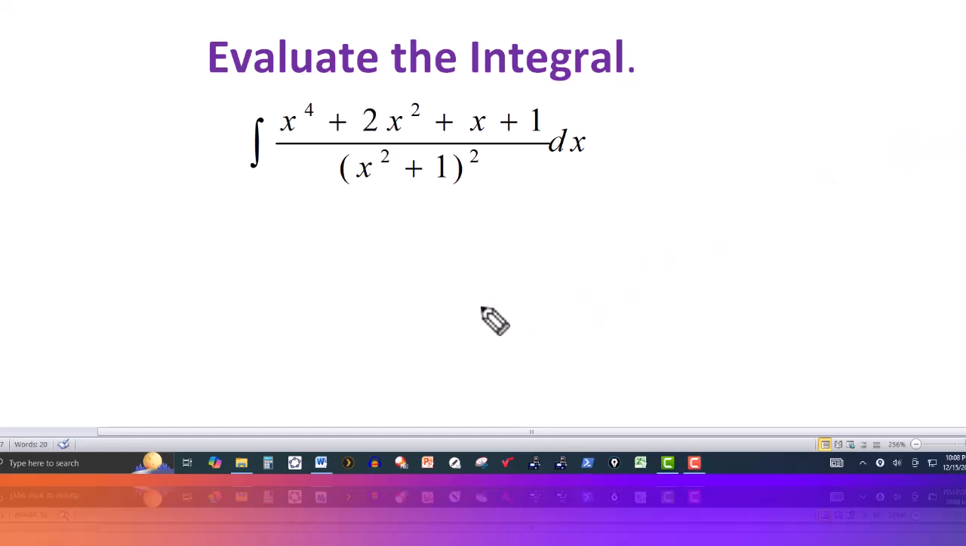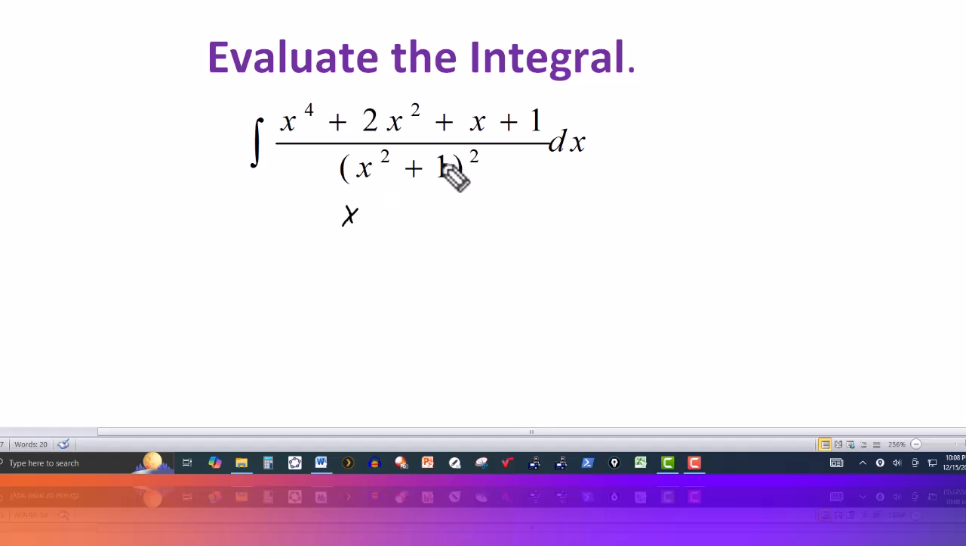I always like to look for a U-substitution. A lot of times we let U equal what's in the denominator. In this case we could take this expression here in the parentheses, x squared plus 1, take the derivative of that, that gives me 2x. That won't do me any good. What if I square this though?